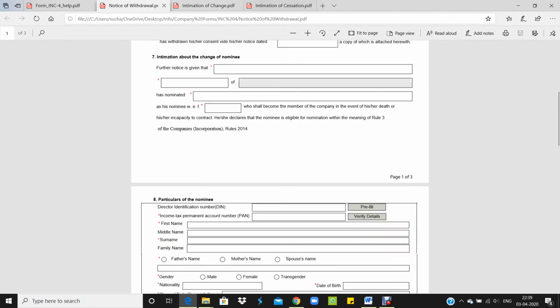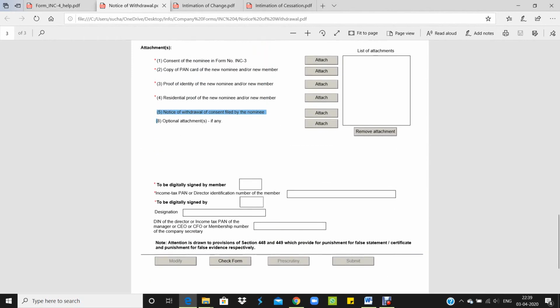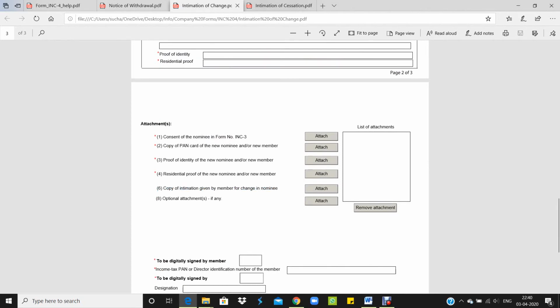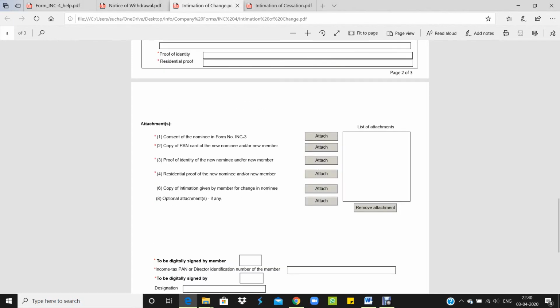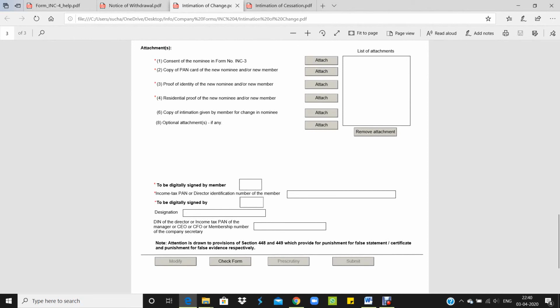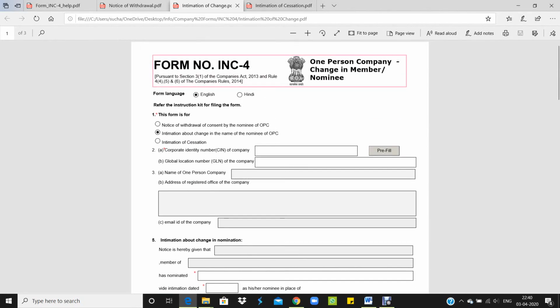In the previous case, the extra attachment was the notice of withdrawal of consent filed by the nominee. But in this case, the intimation given by the member for change in nominee has to be attached. Then here, the member's DSC, the director identification name, and if there is any CEO, CFO, or company secretary, their designation, their DIN or PAN number, and their DSC have to be attached. Now the second option is also done.